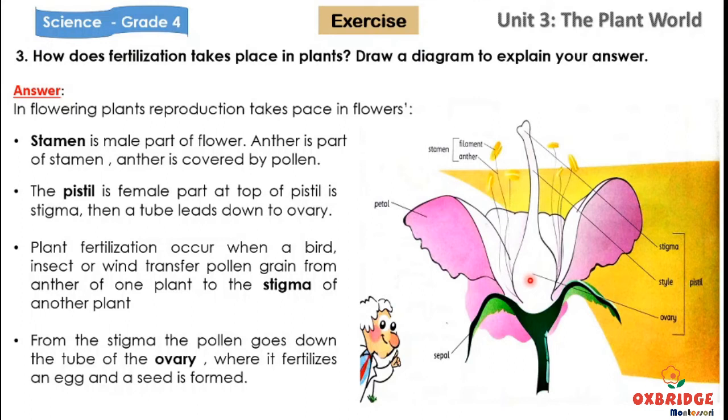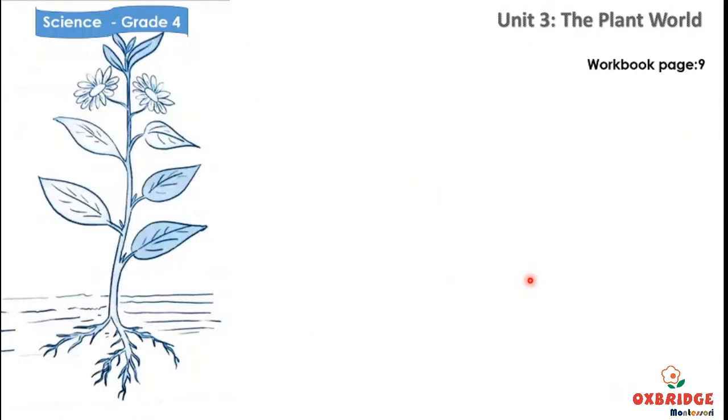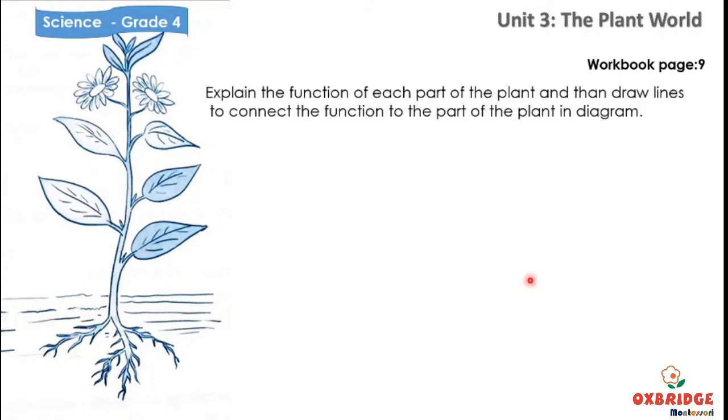So moving towards the next question, here you can see a diagram of a plant having leaves, shoots, flowers and roots. So you have to explain the function of each part of the plant and then draw lines to connect the function to the part of the plant in the diagram.